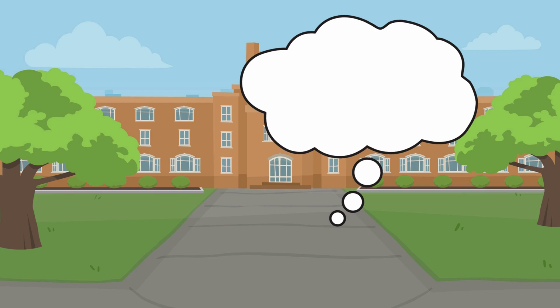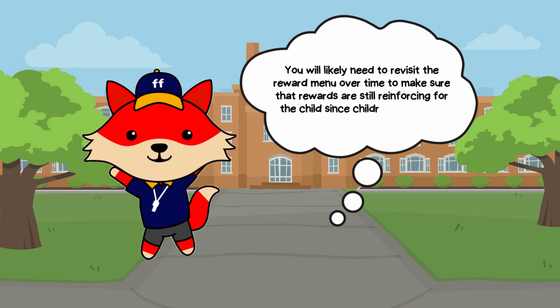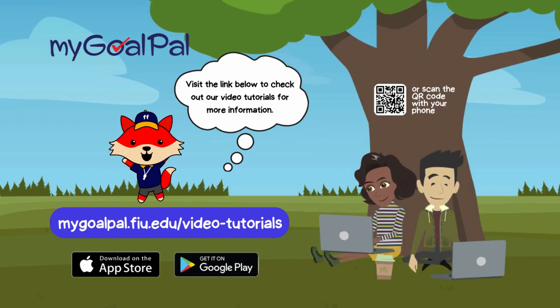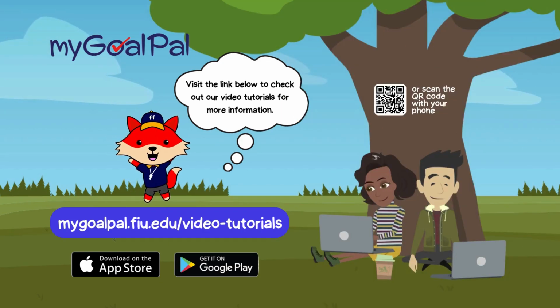You will likely need to revisit the reward menu over time to make sure that rewards are still reinforcing for the child, since children's interests tend to change frequently. Tune into video 7 for more troubleshooting tips. Tune in to the next video to learn how to score the student's DRC.